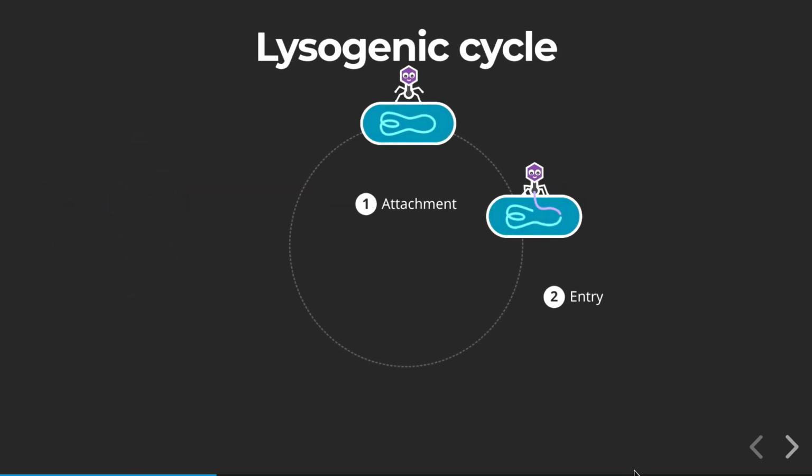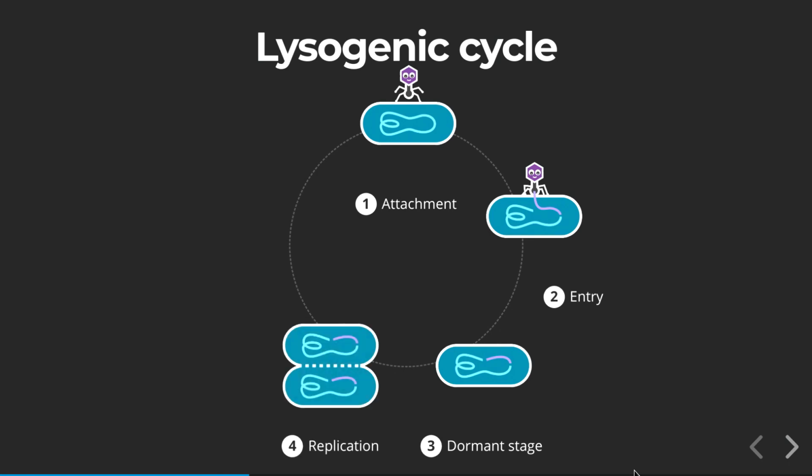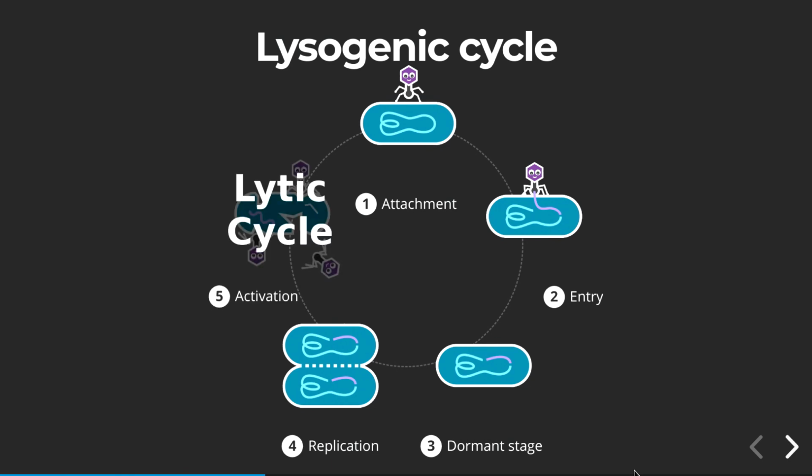The second cycle type is lysogenic. It starts pretty similarly. At first, the bacteriophage attaches itself to the bacterium and then injects its DNA. But instead of eating right away, it waits in a dormant stage for the bacterium to replicate. When the bacterium replicates, it not only replicates its own DNA, but also the DNA of the bacteriophage, allowing it to reproduce with it. Then when certain conditions are met, the bacteriophage enters the lytic cycle, killing the bacteria altogether.